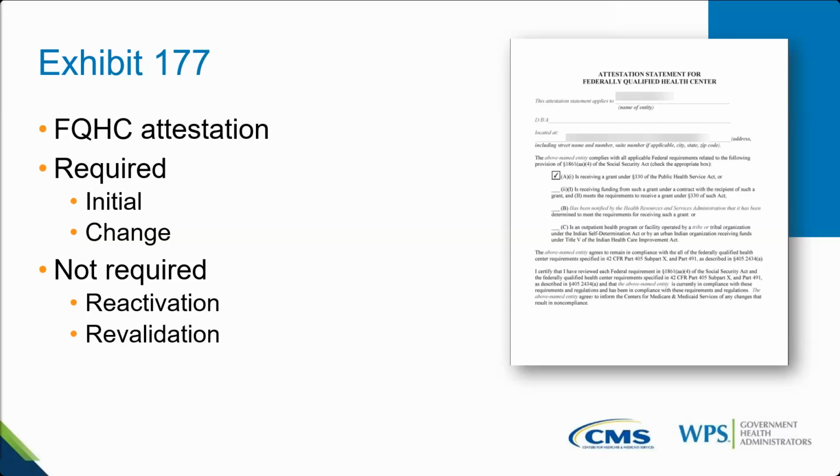This Exhibit 177 is required for initials and changes. That's typically where there's address information that might be changing. It is not required for reactivations or revalidations. Just the HRSA impacts those revalidations, but not that Exhibit 177.